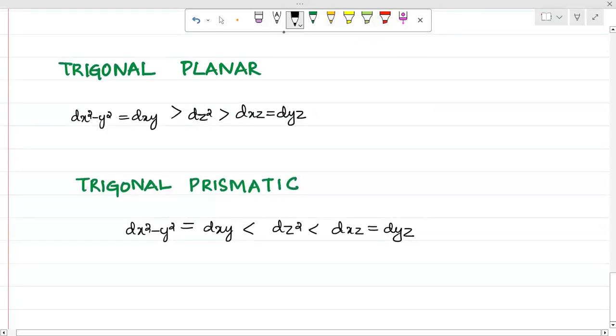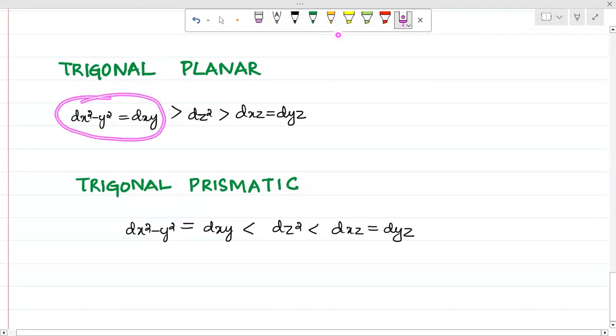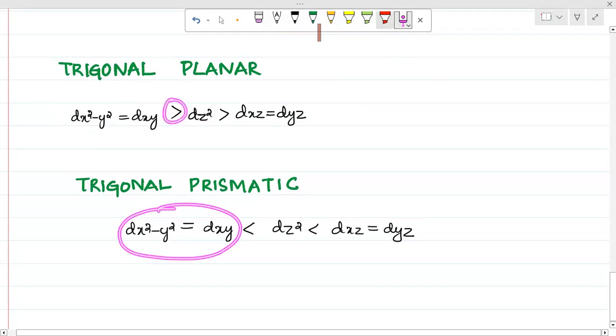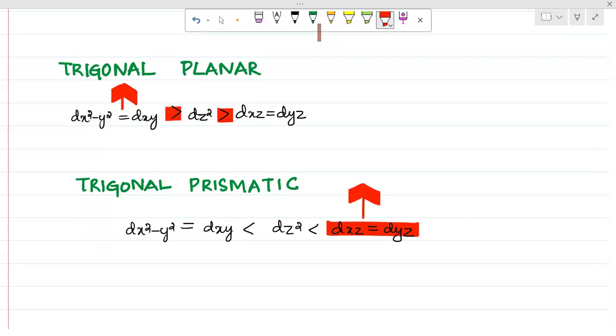Can you see it's just the opposite? Here dx square minus y square has got the highest. Here dx square minus y square has got the least. Please note the sign, okay? This is decreasing. This has got the highest value. Here, this one has got the highest value. So please be careful with the signs. Trigonal planar we have written.